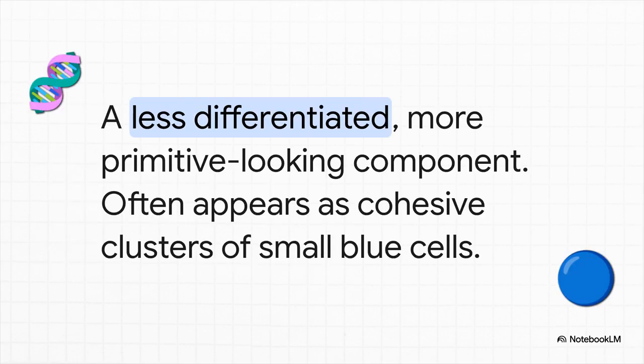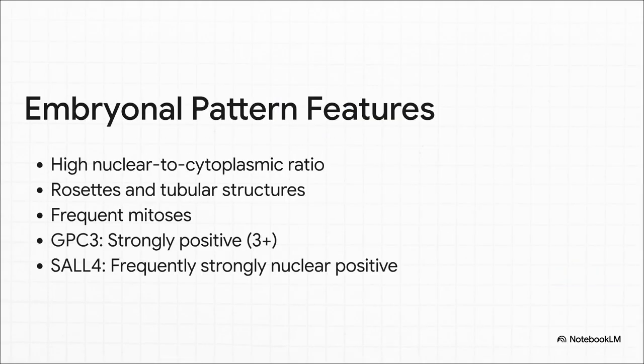Okay, let's move on to the embryonal pattern. This is a less differentiated, more primitive-looking component. You'll often see it as these tight clusters of small blue cells. The cells here have a really high N-to-C ratio, and you'll see a lot of mitoses, maybe even some rosettes. GPC3 is going to be strongly positive.